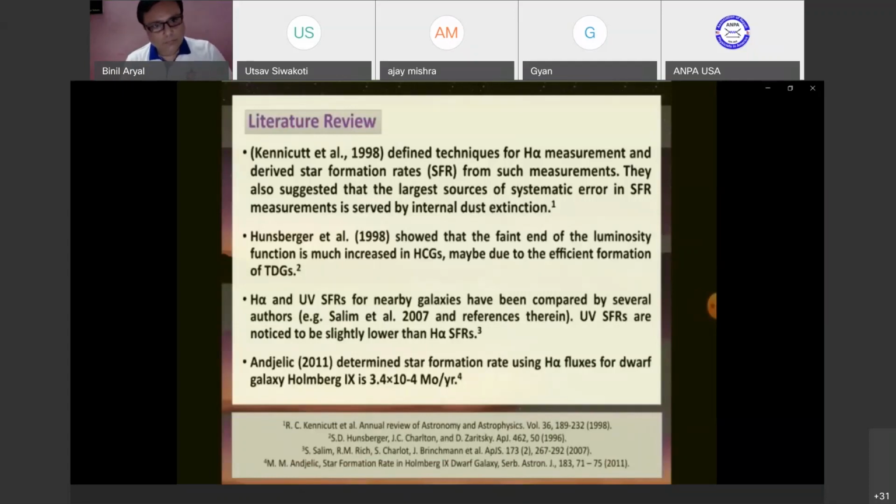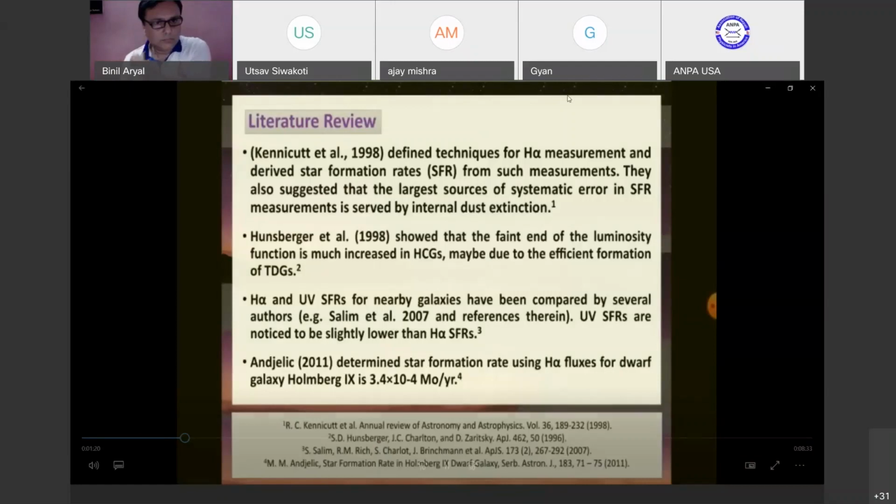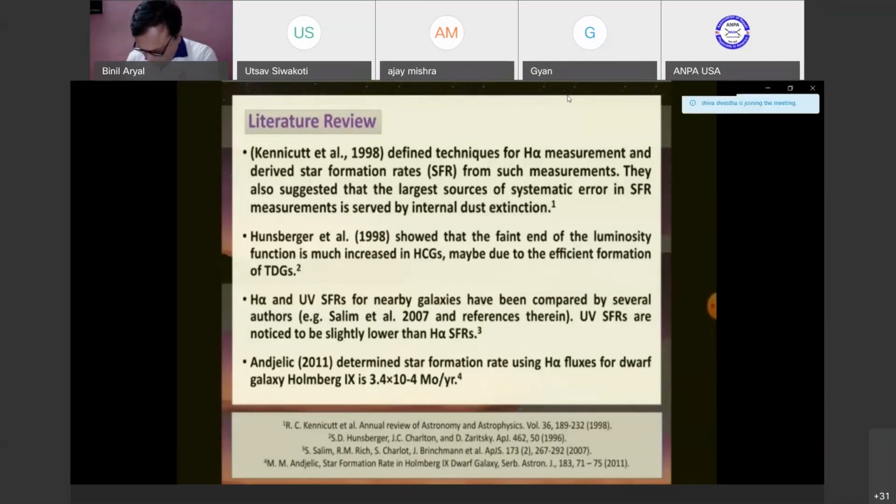Kennicutt et al. 1998 defined the technique of H-alpha measurement and the star formation rate using the H-alpha luminosity. They also suggested that the systematic error in the SFR measurement is caused by internal dust extinction. Hunsberger et al. 1998 showed that the faint end of the luminosity function is much increased in certain compact groups, maybe due to the efficient formation of TDGs. There are different methods of calculating star formation rate: the H-alpha measurement and also the UV measurement.